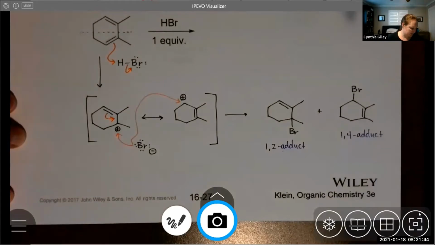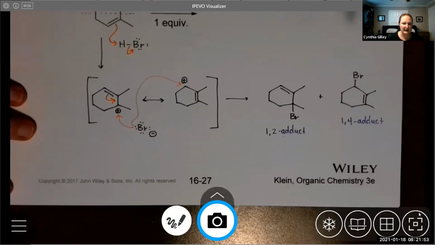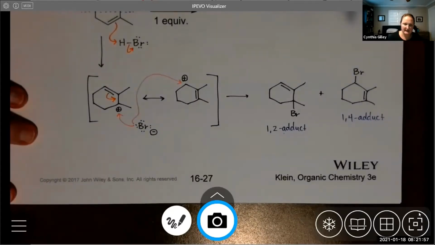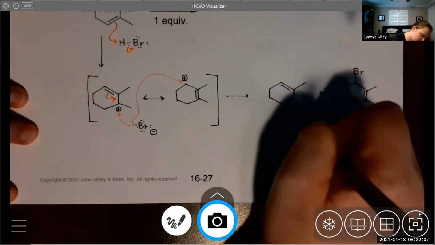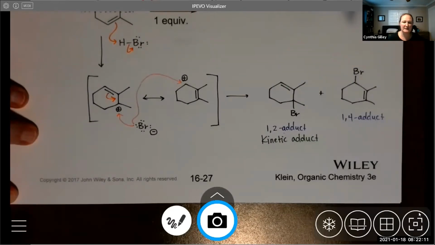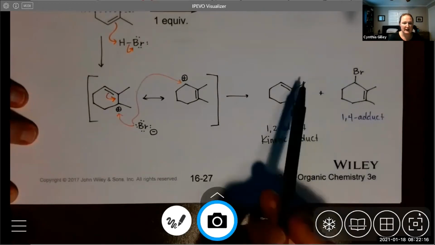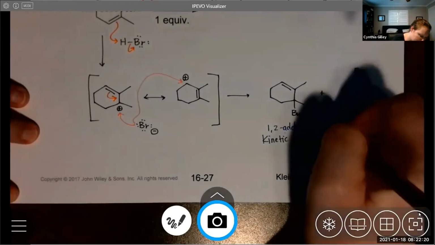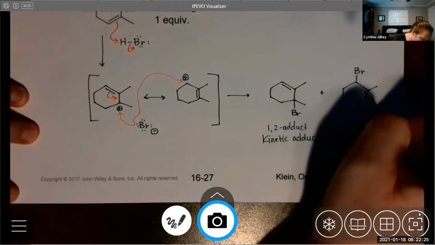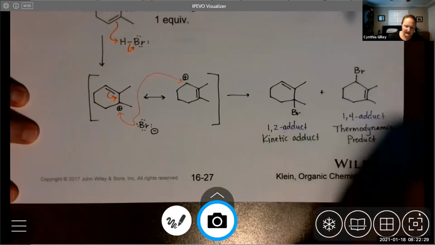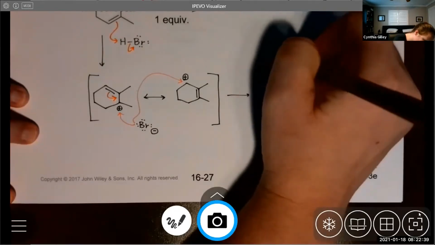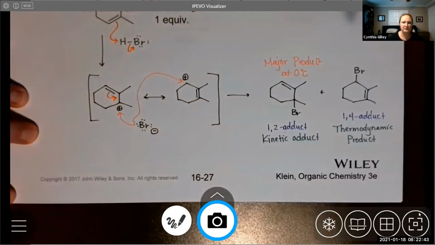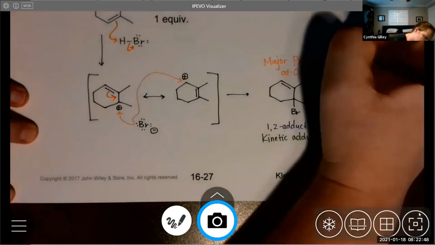But the question asks us to predict which product would predominate at 0 degrees and at 40 degrees. So to know which one predominates at 0 degrees, we need to know which one is the kinetic adduct. So recall that the kinetic adduct is always the 1,2 adduct. So we'll go ahead and label that. And the thermodynamic adduct is whichever alkene is more substituted. This is a tetrasubstituted double bond. This is a trisubstituted double bond. This one is more substituted. This one is the thermodynamic product. The kinetic product predominates at 0 degrees. We'll label this one as the major product at the lower temperature. And we'll label the top as the major product at 40 degrees.